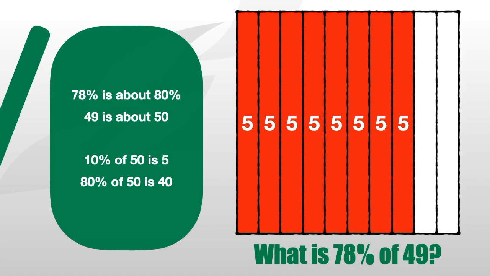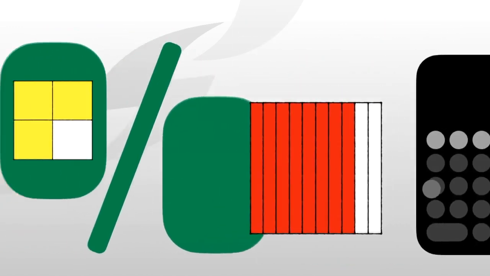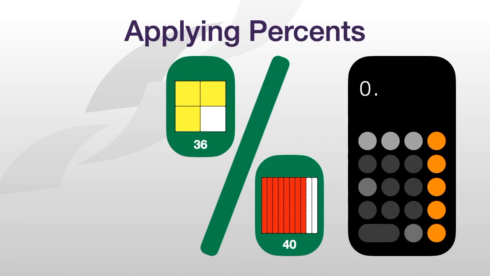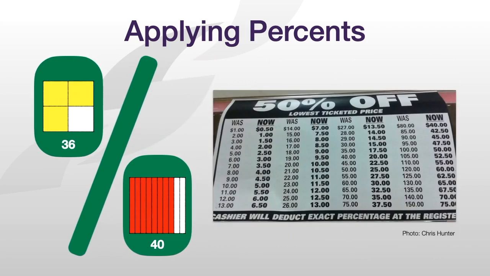Let's see how these estimates compare with the calculation. 0.78 times 49 is 38.22. Our estimates of 36 and 40 are very reasonable. Developing mental math strategies makes store signs like these unnecessary.